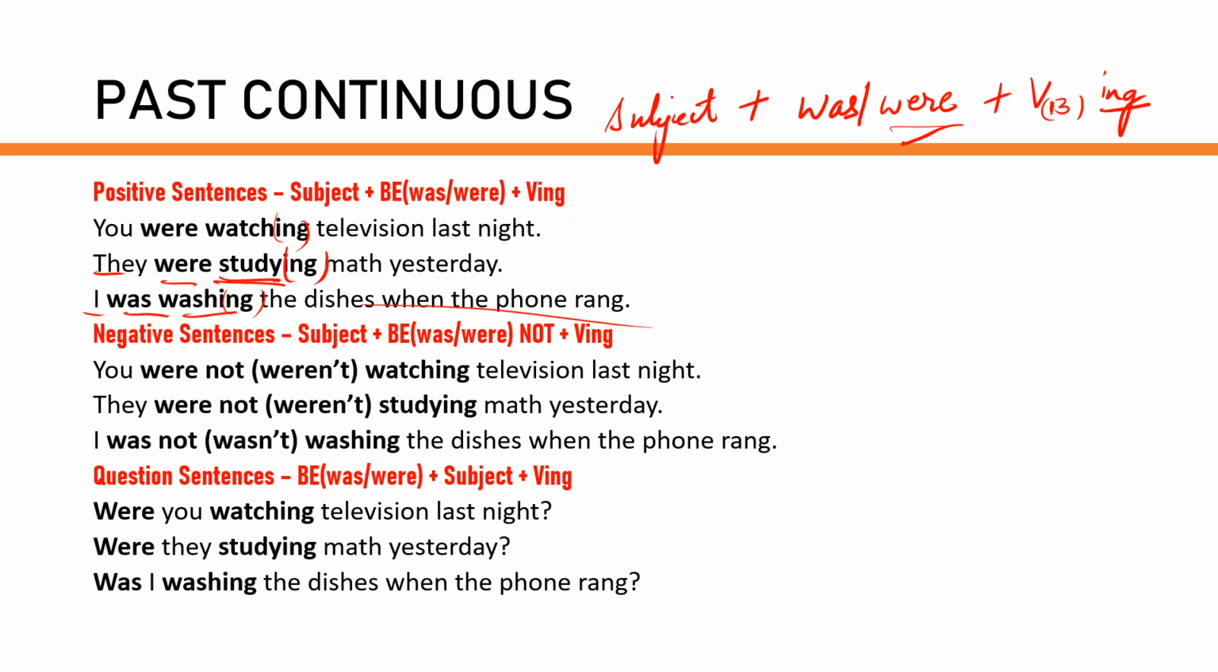Now you have to make a negative sentence. What will you do? We will just add a not here before the verb with ing. You were not watching television last night. They were not studying maths yesterday. I was not washing the dishes when the phone rang.